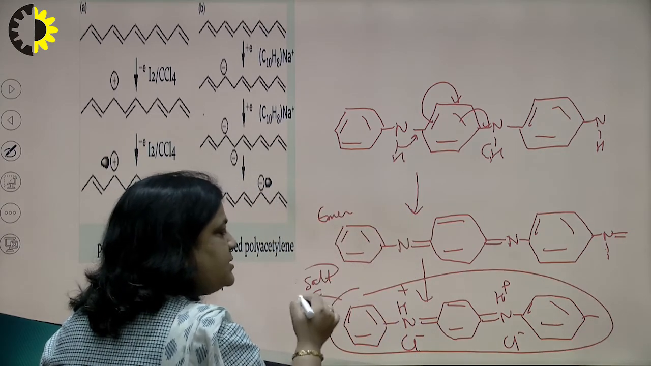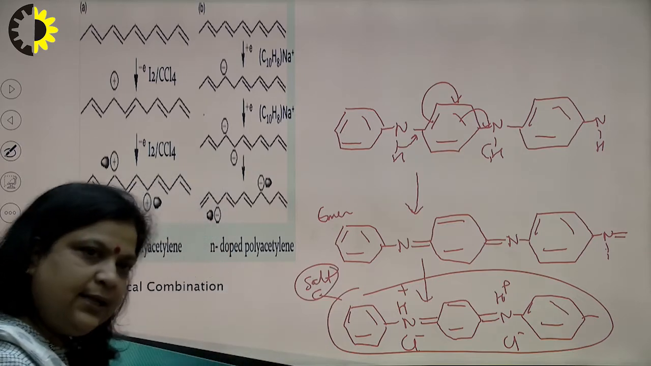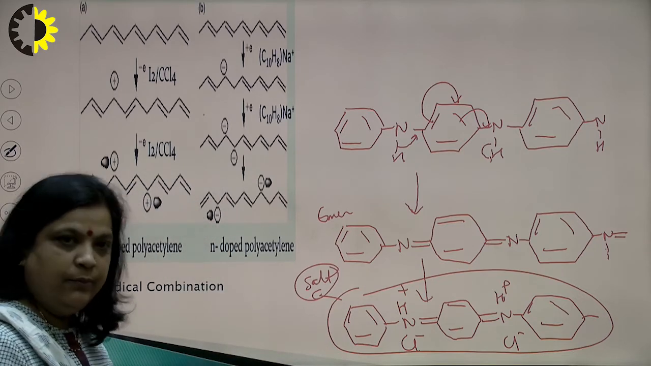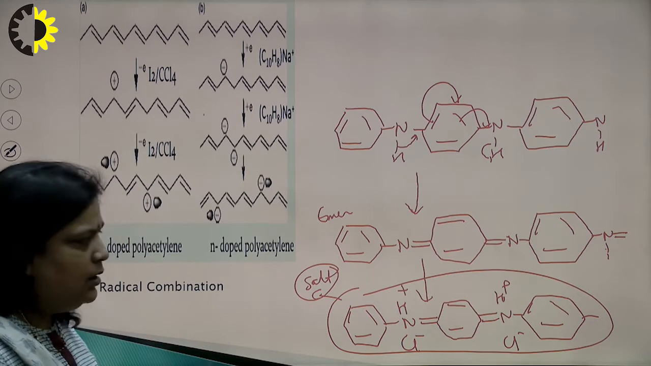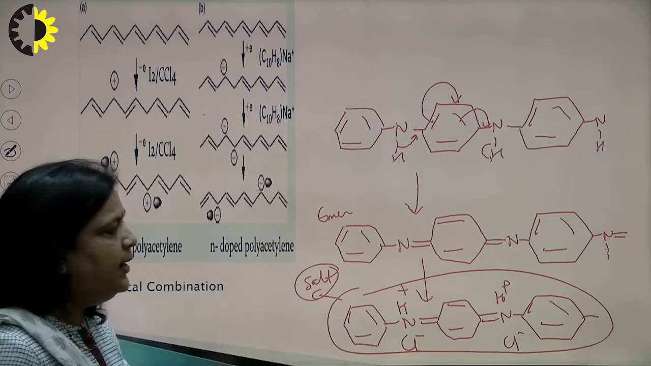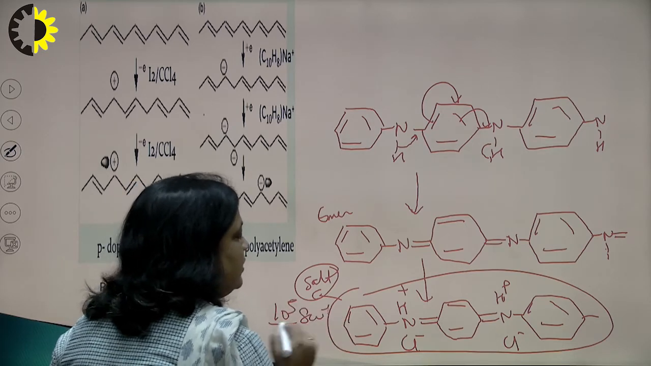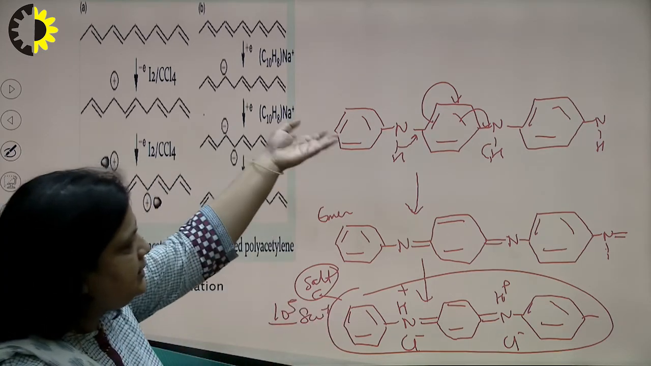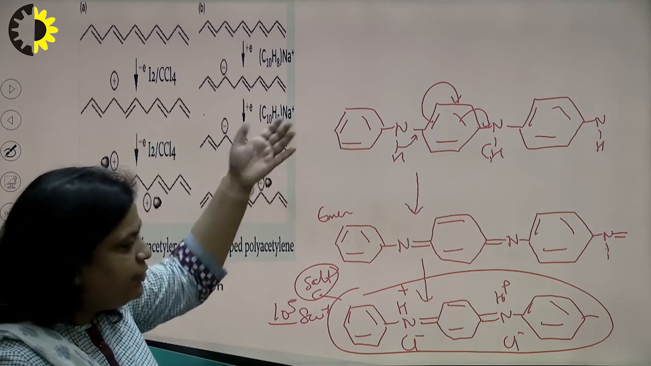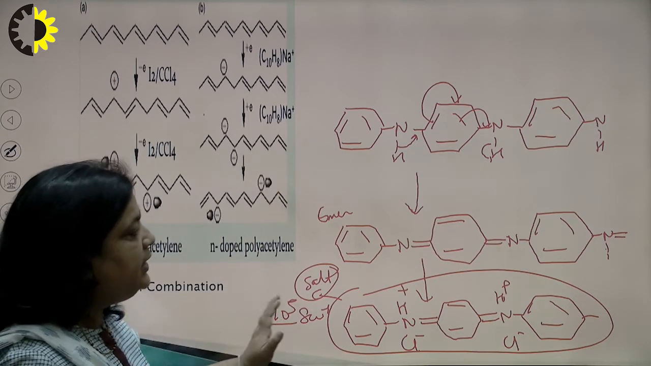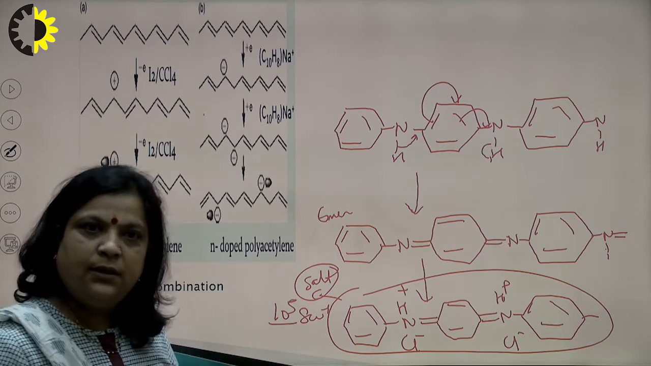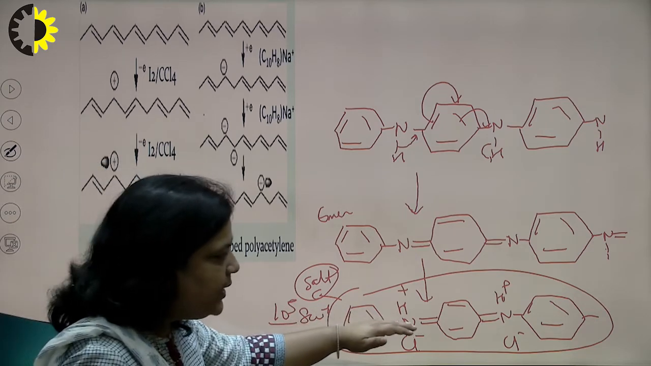And this emeraldine salt is basically in the form of a blue-black thin film of this conducting polyaniline, and its conductivity is about 10 to the power 5 Siemens per centimeter. So, here we see that this is a normal polyaniline, but after protonation its conductivity increases many times, and this is also known as synthetic metal.